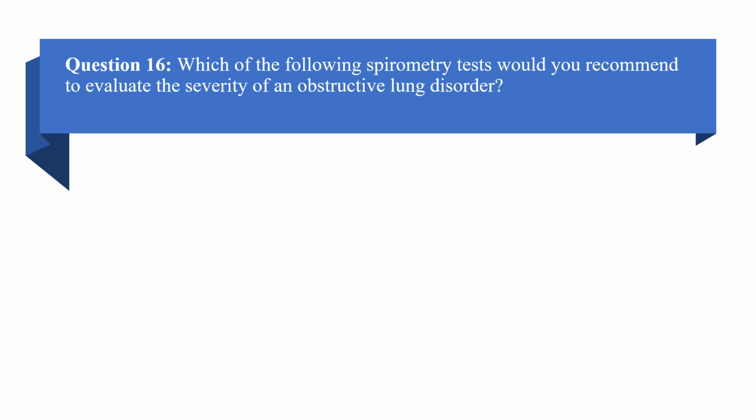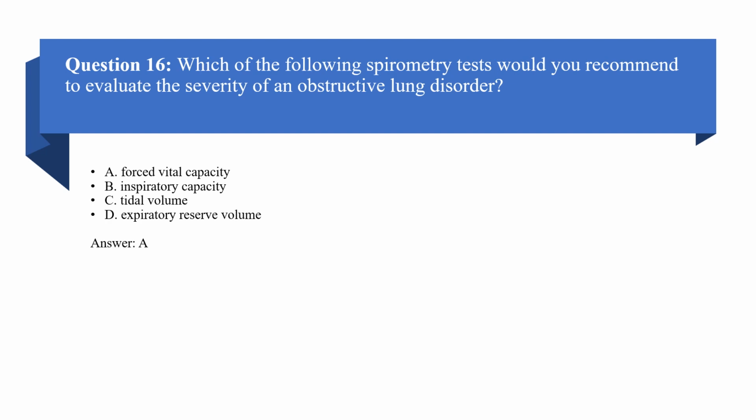Question 16, which of the following spirometry tests would you recommend to evaluate the severity of an obstructive lung disorder? A, forced vital capacity, B, inspiratory capacity, C, tidal volume, and D, expiratory reserve volume. The answer is A, forced vital capacity. But let's look at why.